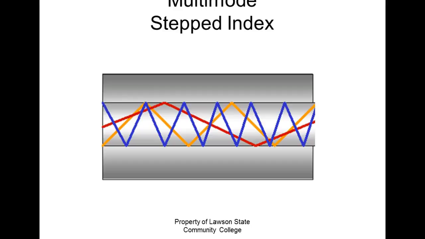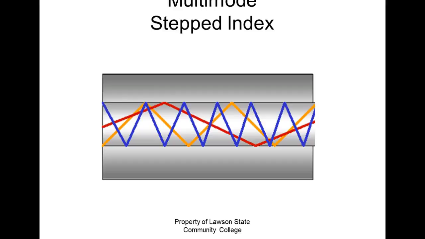So what we're doing is shooting light down through there. We're not controlling the path. The light's bouncing off all over the place. We have axial rays, we have critical rays, and we have everything in between. This is stepped index. This is going to be the cheapest fiber you can get. So plastic is stepped index.